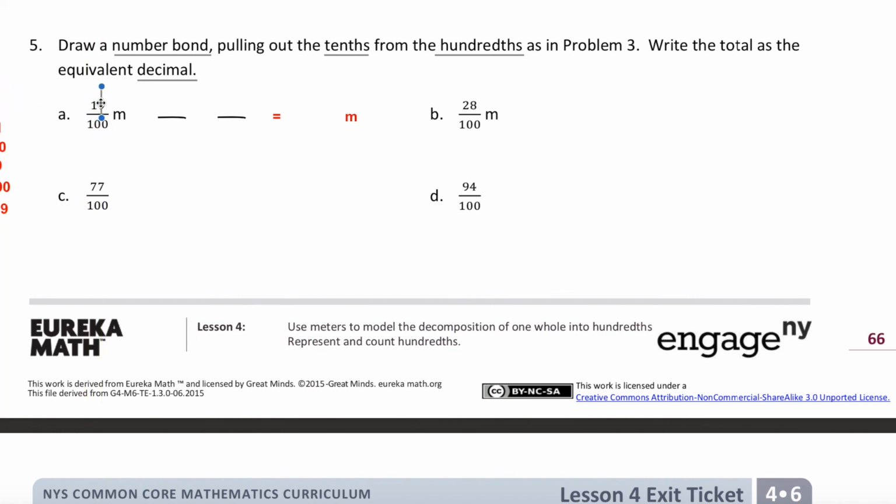Oops. Oopsie daisies. There. Okay? Now, how many on the 10th side do we have? We have 1/10. Okay? How many on the 100th side do we have? We have 9 hundredths. And what does that equal in decimal form? It equals 0.19 meters. Okay?